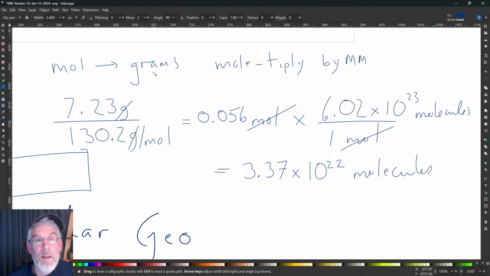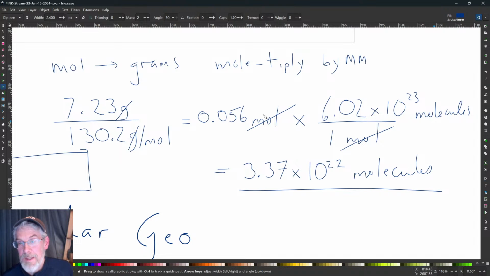So the key here, right, if you're going from moles to anything, whether you go from moles to grams or moles to molecules, you multiply. Here we multiplied, here we divided because we started with grams. And here we ended up with our molecules. Things cancel out. You're in good shape.